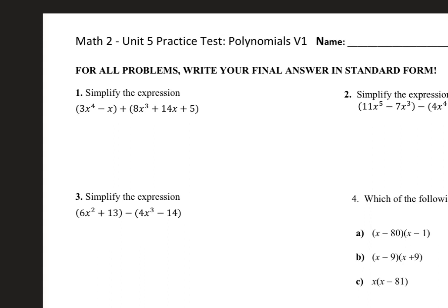So starting with the highest degree exponent, we have 3x to the fourth, and since there are no other x to the fourth terms, we can just write 3x to the fourth. The next highest degree is x cubed, and there's only one x cubed term, so that's plus 8x cubed. And then we have our x terms. So we have 14x and negative x, so that makes plus 13x. And lastly, we have our constant term, which is plus 5.